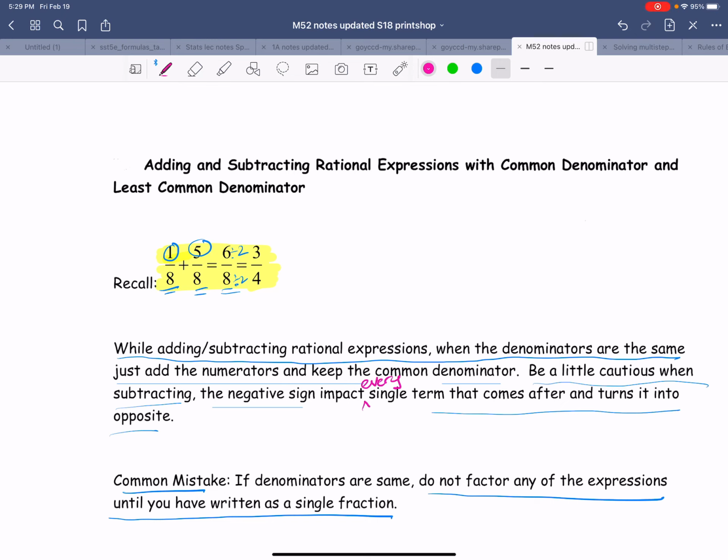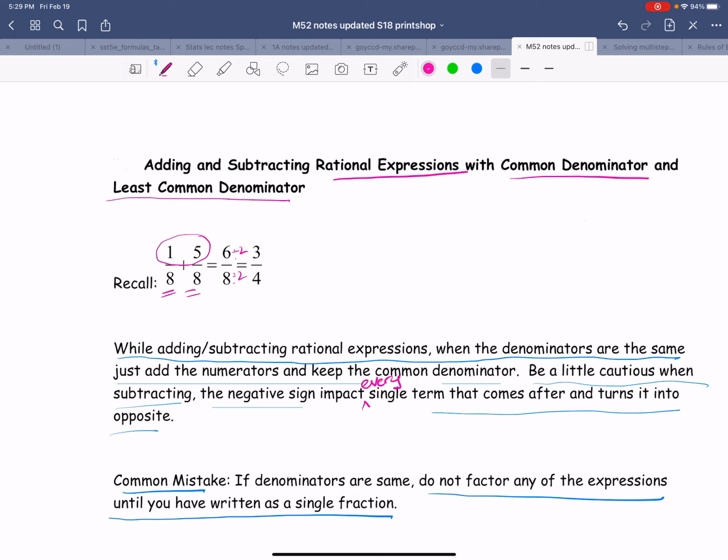In this video, we are going to focus on adding and subtracting rational expressions with common denominators, with opposite denominators, and also focus on how to find the least common denominator when denominators are not the same. Recall when we are adding or subtracting fractions, if denominators are already the same, we can simply go ahead and add or subtract the numerators and write the common denominator as the denominator of the new fraction. And at that point, we can reduce the fraction and write it in the lowest terms.